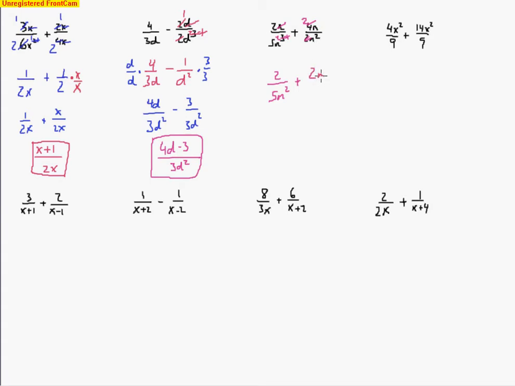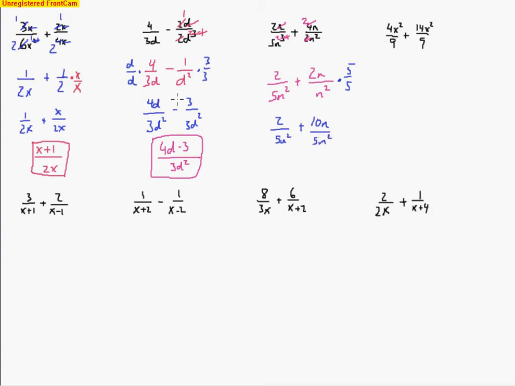2n over n squared. See, I already have an n squared with both, so all I need to do is take this second fraction, the one on the right, and multiply it by 5. And then they'll have the same denominator. So now let's rewrite what we've got. 2 over 5n squared plus 10n over 5n squared.